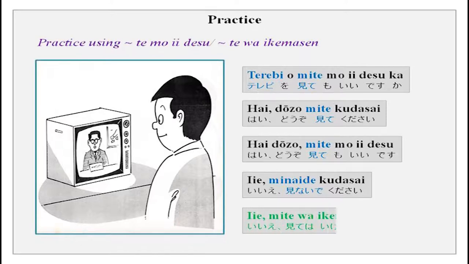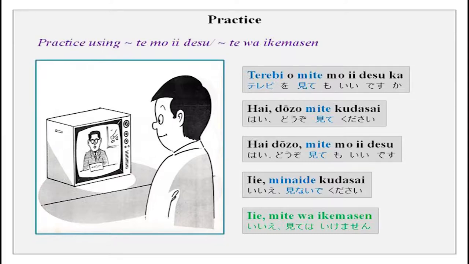And then, iie mite wa ikemasen is no, you cannot watch. Mite wa ikemasen. If you watch, it is not something that I am going to accept. So, when you refuse, then you can use this form. Iie, mite wa ikemasen. Terubi wo mite mo ii desu ka? Iie, mite wa ikemasen. Not allowed. Not acceptable is what it means.